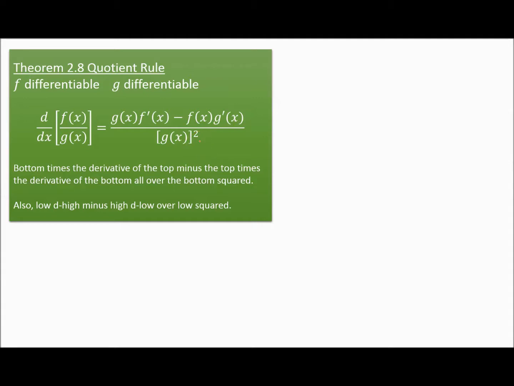There's also this cute little trick called low d high minus high d low over low squared. Okay, so what does that mean? Low is your bottom. Low d high means the derivative of the top one, the high one, minus high, which is the top one, d low, the derivative of the bottom, over low squared. So low d high minus high d low. And then you just got to remember it's over the denominator squared.